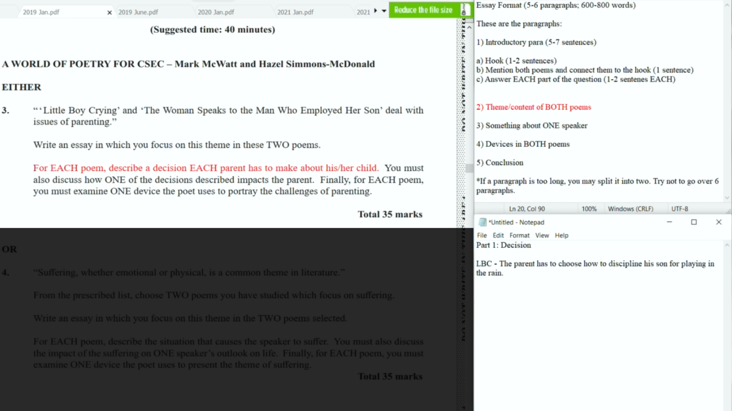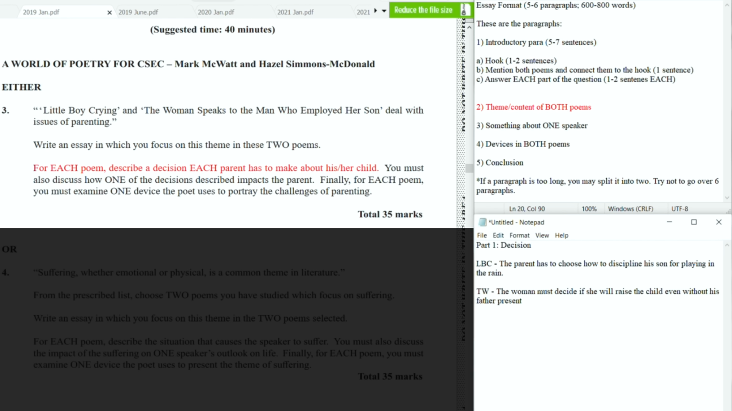about a decision to be made in Woman Speaks, TW, the woman. The decision, there are a few decisions. Okay, let's work with this one. The woman must decide if she will raise the child even without his father. Okay, so I have my points for part 1.